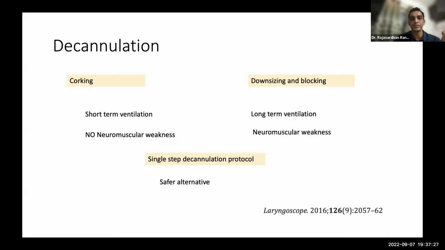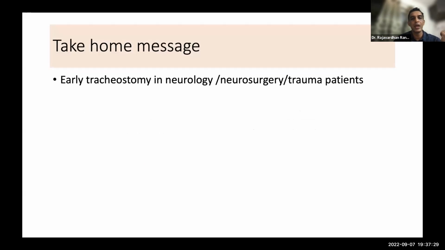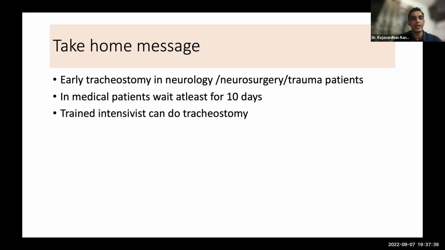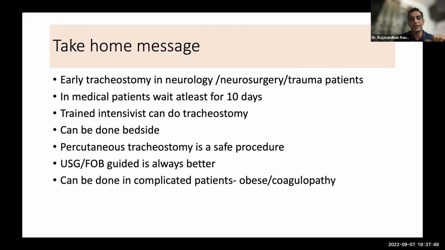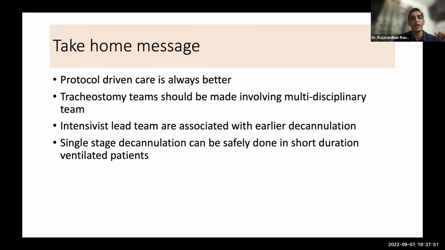So my take-home message will be: early tracheostomy can be done as early as 4 days in case of neurology or neurosurgery or spine surgery patients. In medical patients, better to wait at least 10 days. Trained intensivists can do tracheostomy. It can be done at bedside. Percutaneous tracheostomy is a safe procedure. USG or FOB guided is always better. Can be done in complicated patients, in obese as well as coagulopathy.